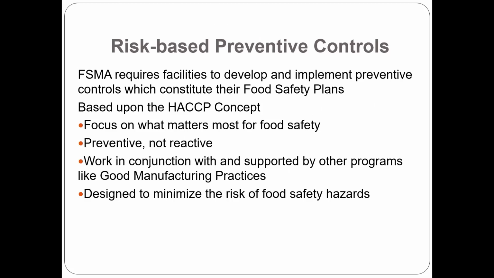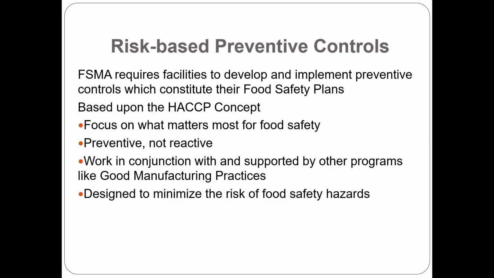So what is the major difference people talk about between HACCP and the FSMA preventive control? I will say HACCP is hazard-based, and the FSMA preventive control is risk-based. This is a very broad-based risk, not only bacterial pathogens. So the whole document is based upon the HACCP concept. They focus on what matters most for food safety. It is a proactive preventive control. It's not reactive, which means we do not only act when something bad happens. We have to control it preventively.